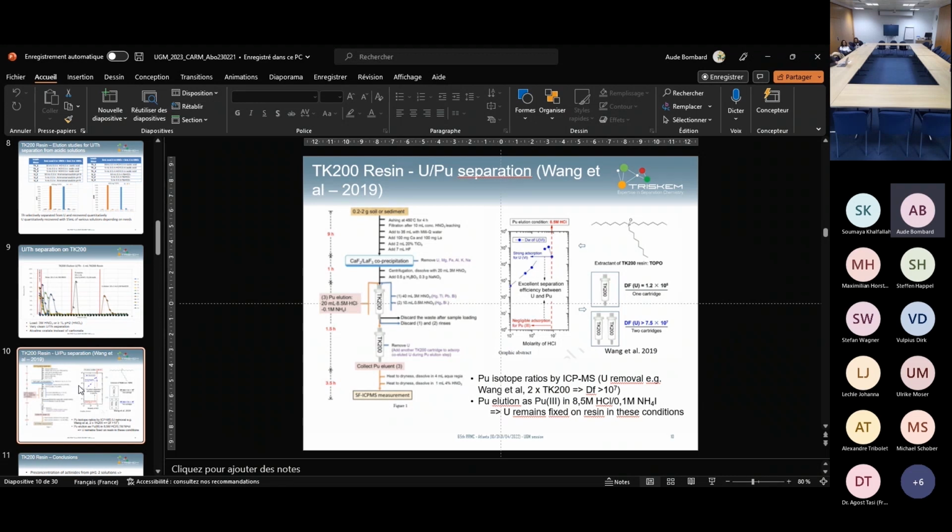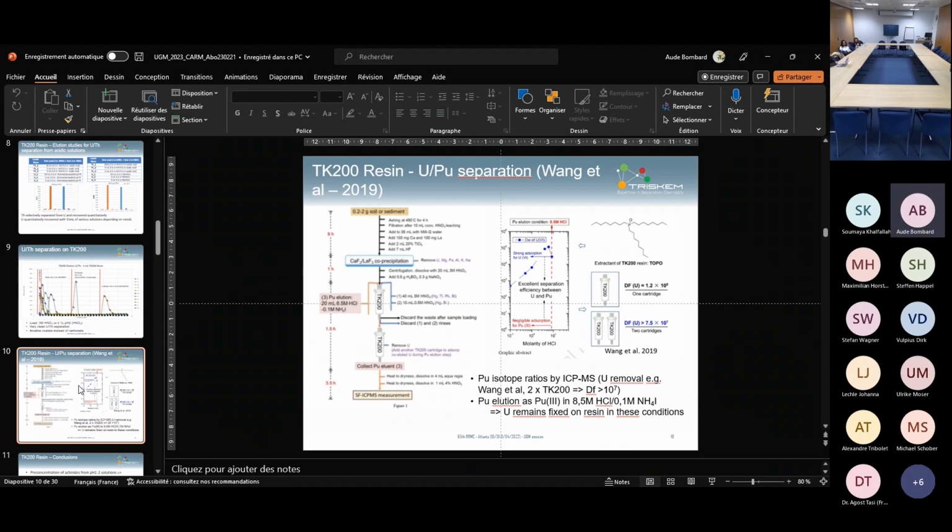TK200 resin. And what they do here is that they have done the test with one column to see the decontamination factor, and with one column it's 1.2 times 10 to the 5th. And if this eluting solution, 8.5 M HCl with the reducing agent, is passed through a second TK200 resin, in this condition the uranium, or the traces of uranium, remain on the TK200, but the plutonium just passes through the resin because of the conditions.